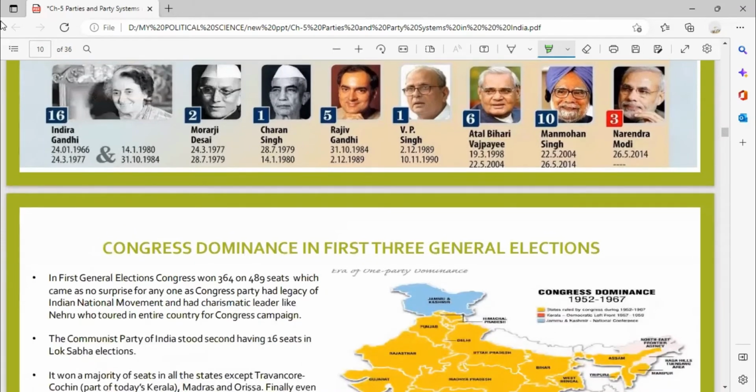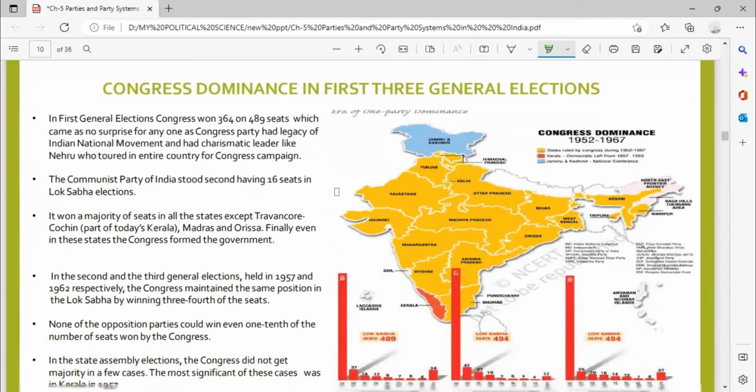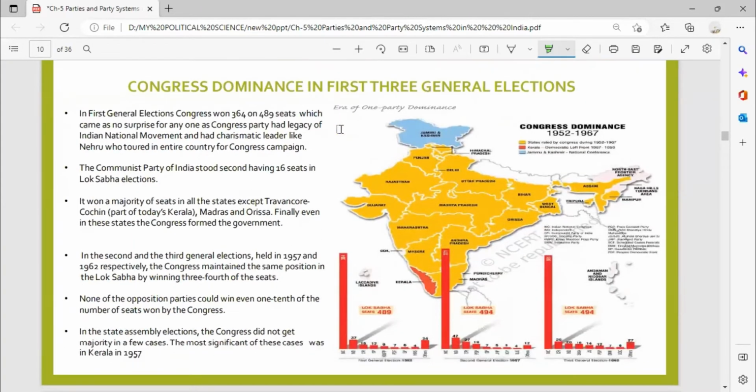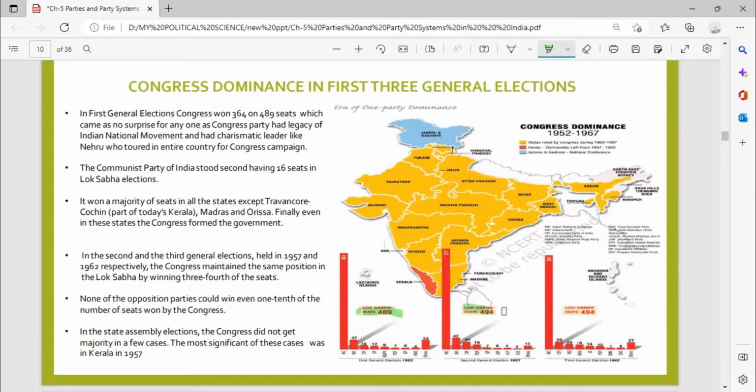Now, what was the nature of Congress dominance, or why did the Congress party become a dominant force in the first 3 general elections? So let's try to understand the nature of dominance of Congress. These are the first three general elections: the first Lok Sabha election, then the second, and then the third. We are going to understand what happened in these three elections.